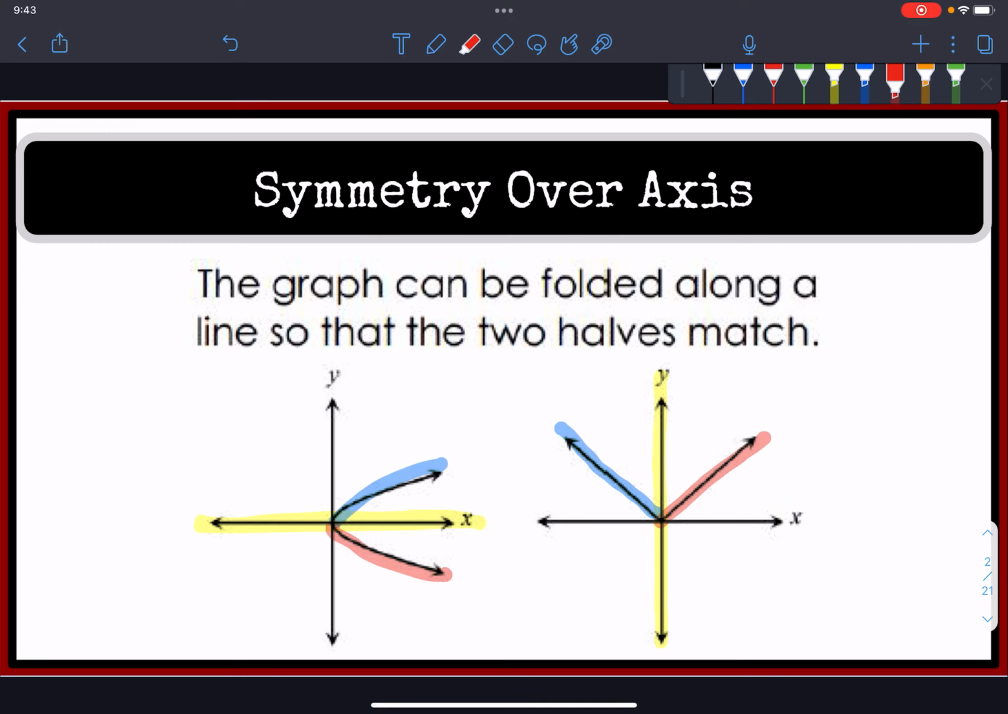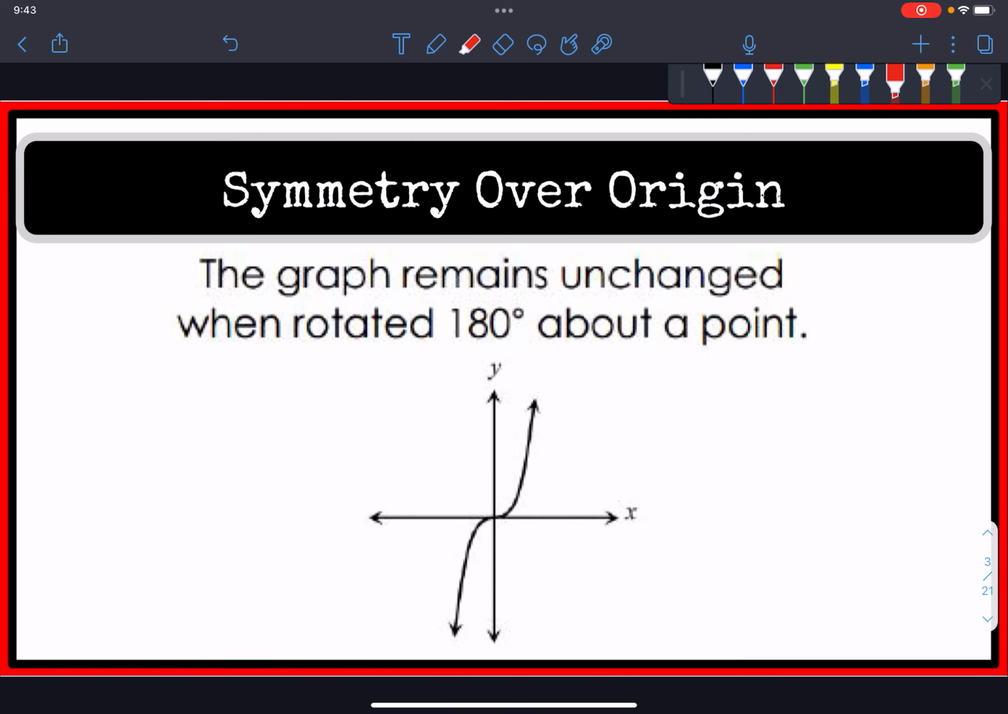The other type of symmetry that exists is the symmetry over the origin. That type of symmetry exists when graphs are unchanged when we rotate the graph 180 degrees. So if I simply flip it 180 degrees, whether it's to the left or to the right, I will see that the graph again remains unchanged.